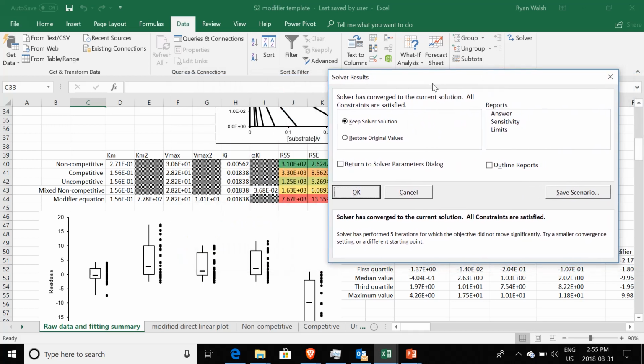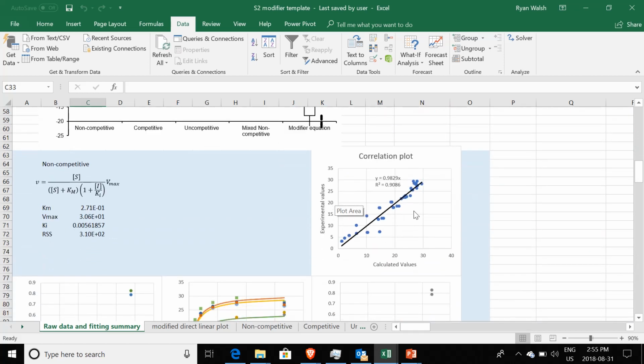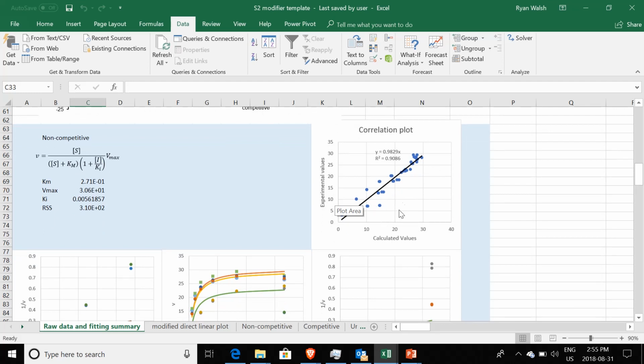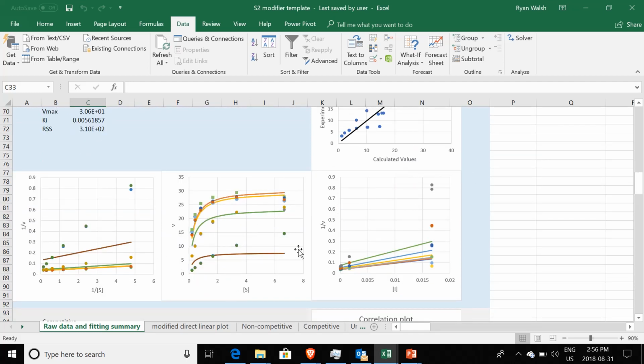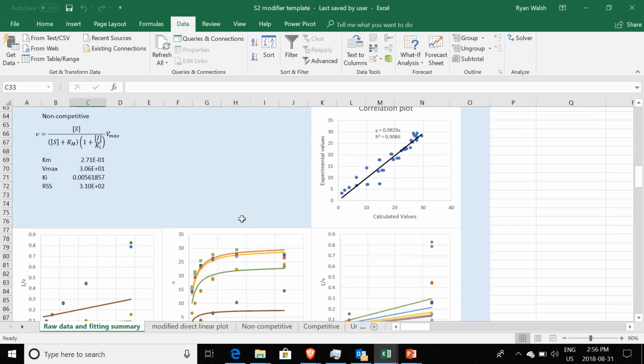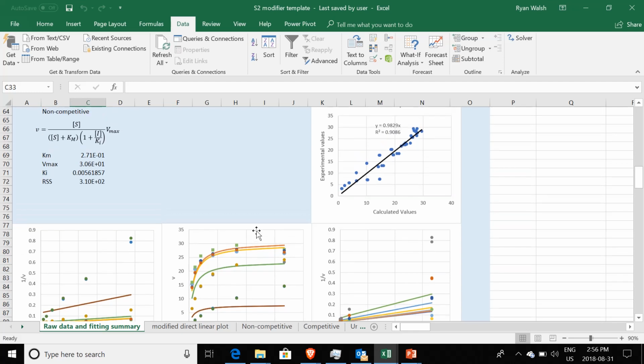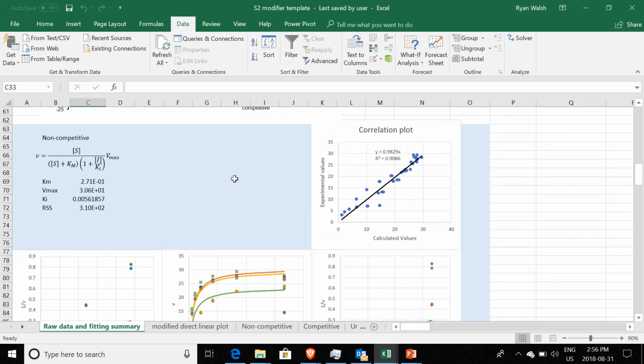And now there's more of a change, so it went from 400 to 300, and if you go down, the plot is starting to look even better. So the correlation between your experimental and calculated, you're getting a slope closer to 1, and your R squared value is around 0.9, which is pretty good, and you can see that it's doing its best to fit this equation to this data. But seeing as it was identified as competitive, it's not very likely that the non-competitive equation is going to be able to model this data.